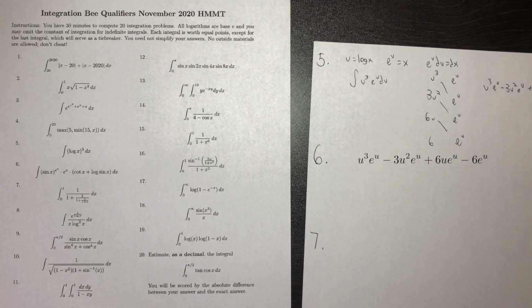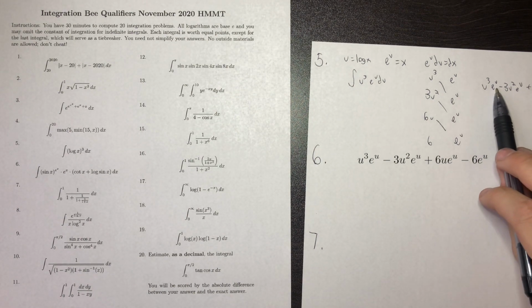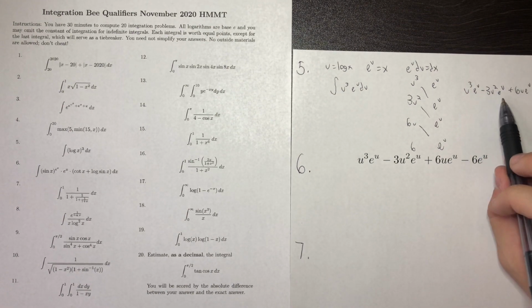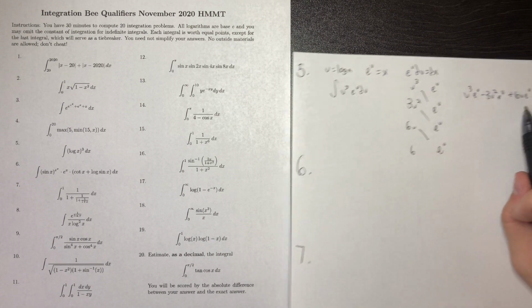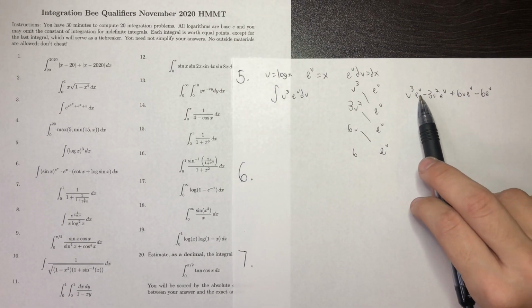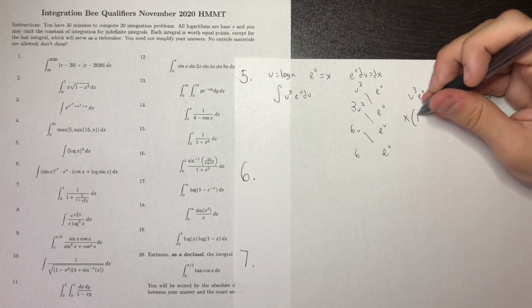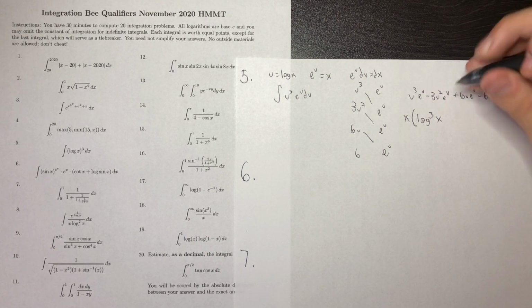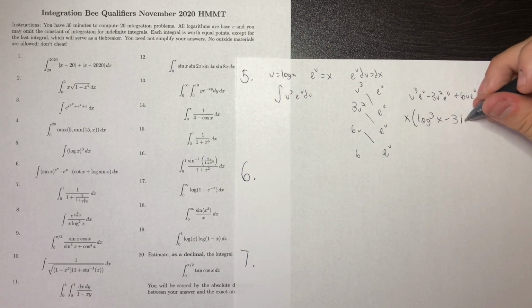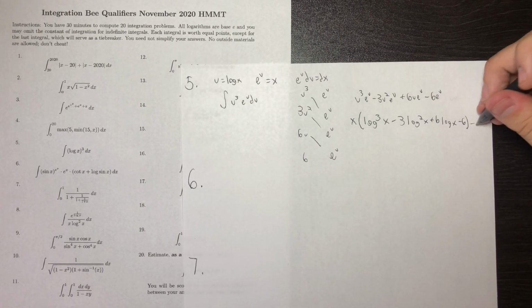Now what we need to do is plug back in the u equals log x. But before I do that, I'm going to note I could factor out an e to the u from all of these terms. And when I do that, I can plug in log x, then that e to the log x will cancel and just give us an x. So I'm going to factor out that x to the very front. Now we're going to have log cubed of x minus 3 log squared of x plus 6 log x minus 6. And then don't forget the plus c as always, and we're done with this problem.